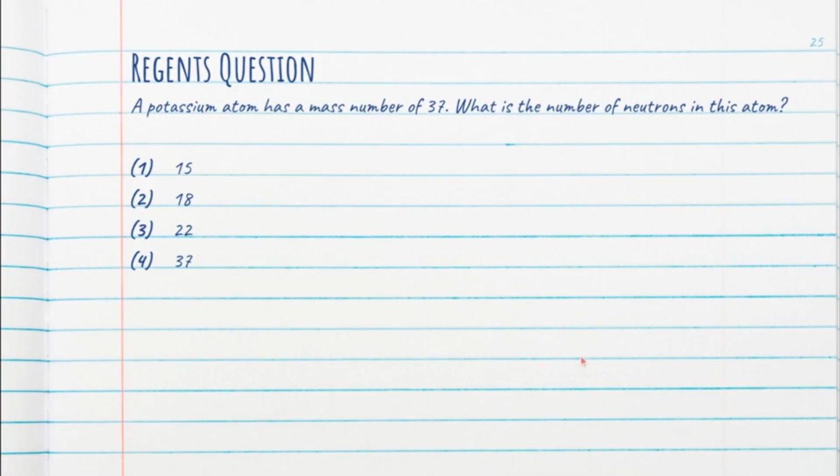A potassium atom has a mass of 37. What is the number of neutrons in this atom? So you should look at the periodic table. The mass number is the amount of protons and neutrons, as I previously said. The atomic number of potassium is 19, so that means that there are 19 protons in the atom. The mass number 37 minus the amount of protons, 19, will give you the number of neutrons, which is 18.